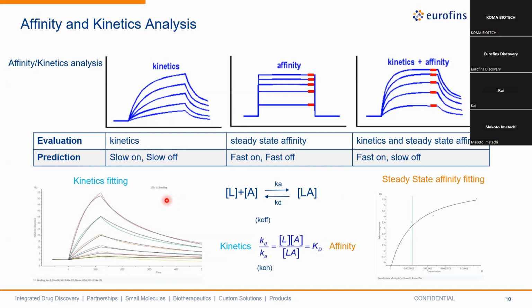So when you see the SPR sensorgram, you try different concentrations and get the SPR sensorgrams. Then depending on what kind of sensorgram it is, you can get different kinds of information, or maybe you can get both kinetics and affinity.